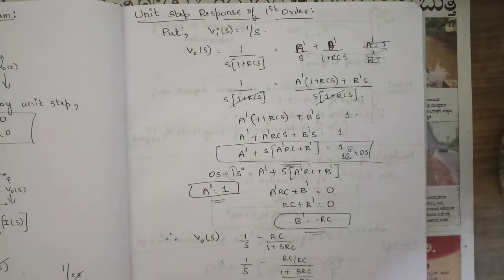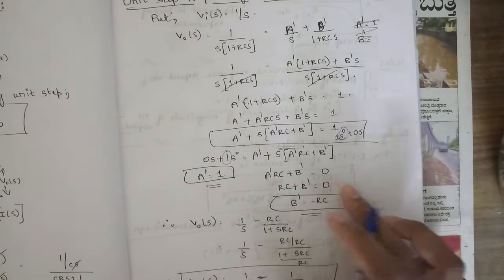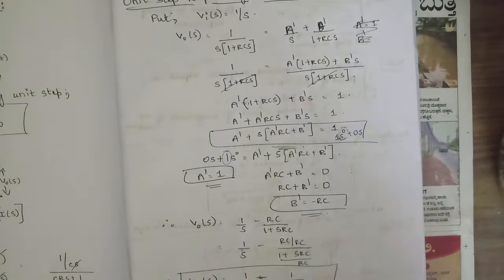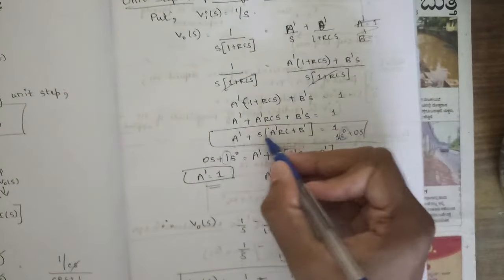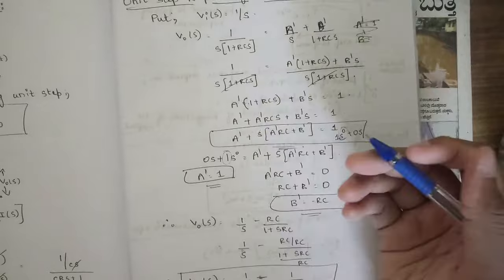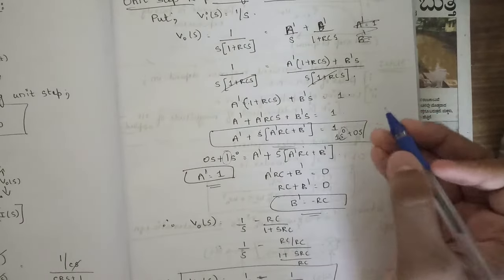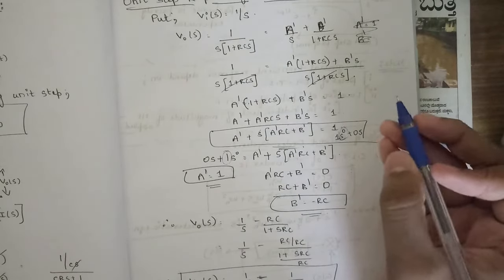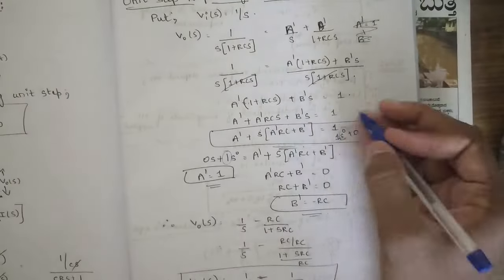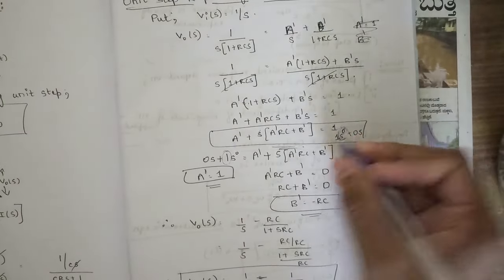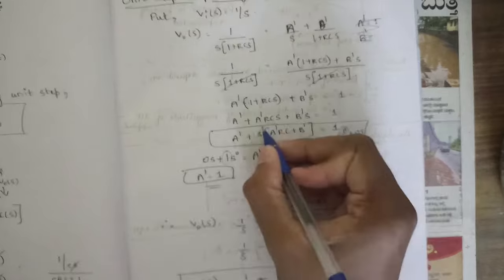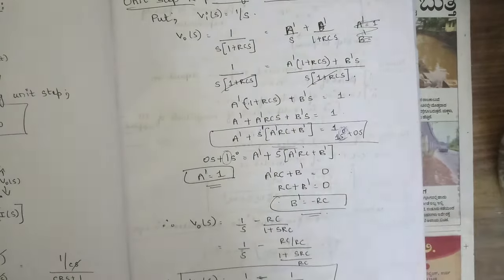That is RC plus B dash is equal to 0. So why is this a dash RC plus B dash equal to 0? Because we have s into a dash RC plus B dash, right? We are considering the coefficients of s to the power 0 here. So this is the coefficient of s to the power 1, and that's why this whole term would be equal to 0.